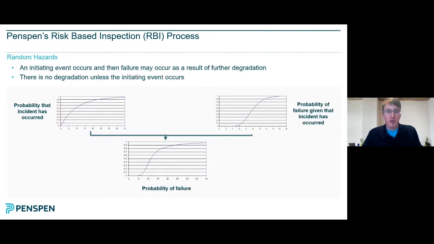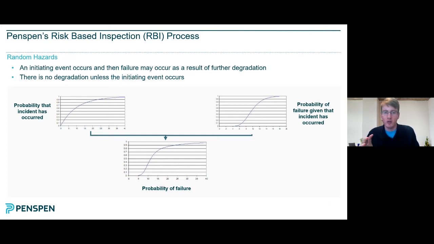So moving on to random hazards, essentially there's two steps to this. The first one is that you require some kind of initiating event in order for failure to be credible, and then once that damage has been introduced to your asset, there will be some time to failure, and that then is similar to what we've seen for the time-dependent hazard.